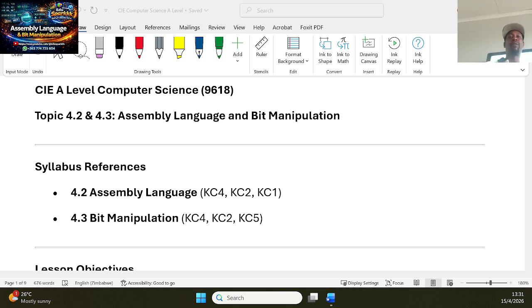Thanks. Afternoon, folks. This time around, I'm taking you through assembly language and bit manipulation. Things that we're going to concentrate on are assembly language and bit manipulation.